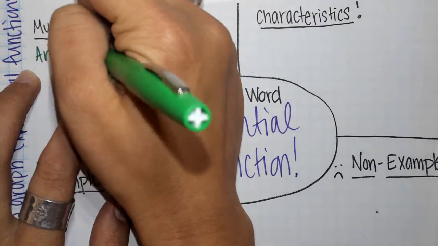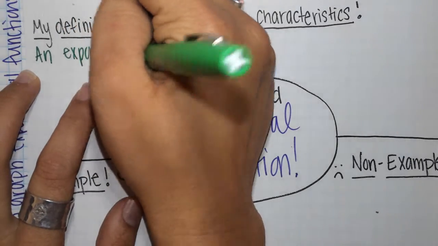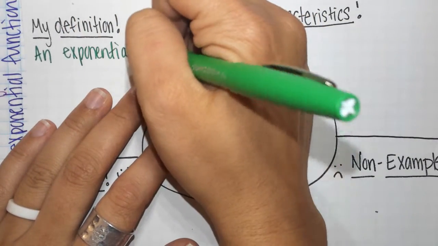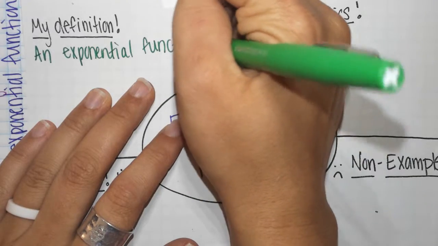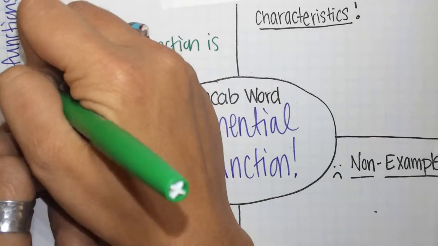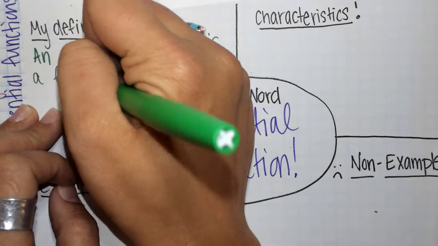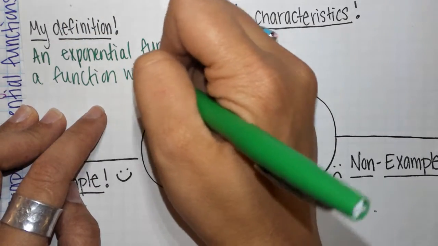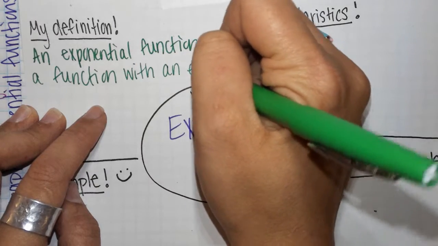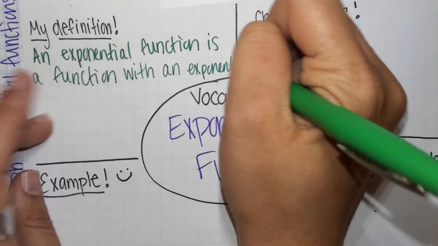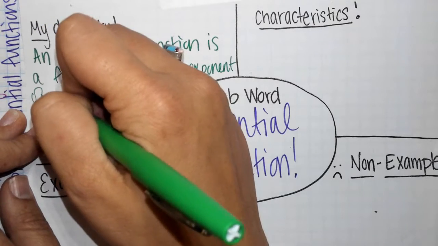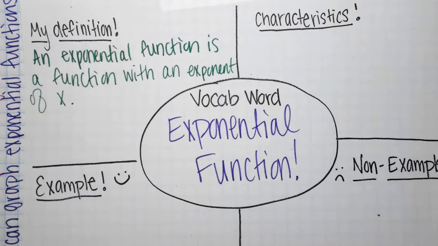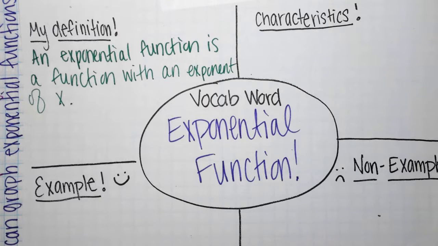An exponential function is a function with an exponent of x. It has an exponent of x.